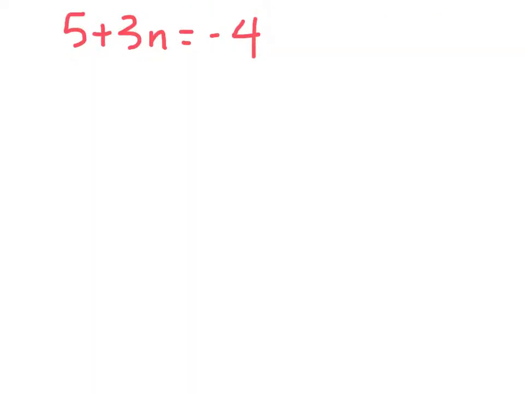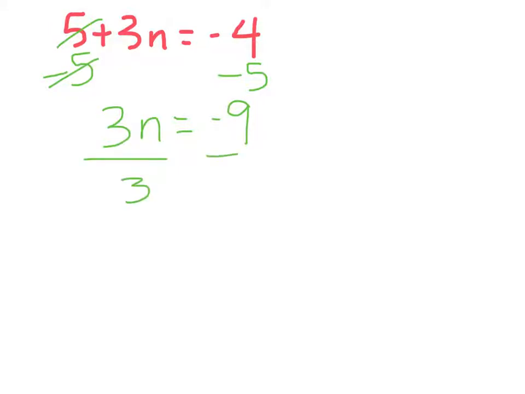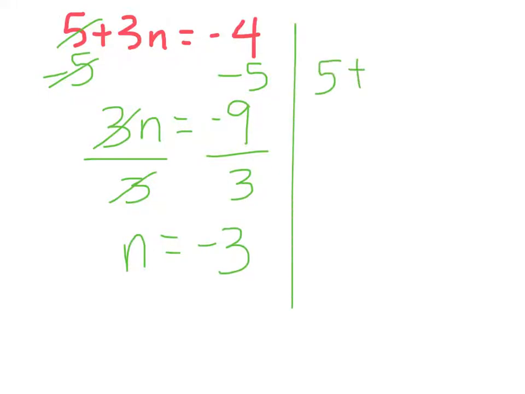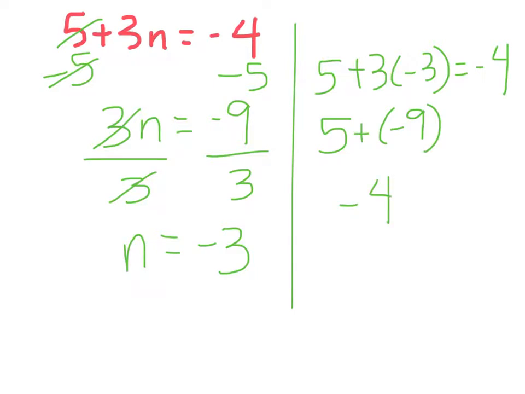Okay, the next equation, 5 plus 3n equals negative 4. I'm going to subtract 5 on both sides. 3n equals negative 9. Divide by 3. n equals negative 3. I do 5 plus 3 times negative 3 equals negative 4. 5 plus negative 9 is negative 4, and I have negative 4 over here. They are equal.